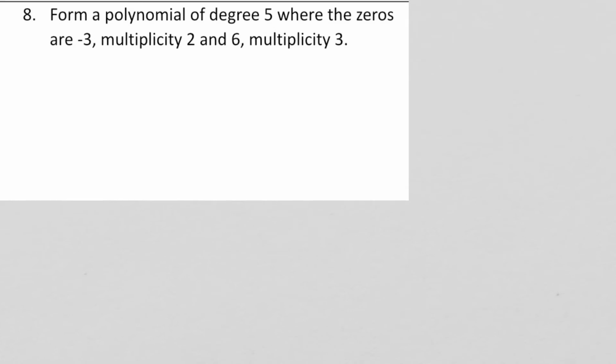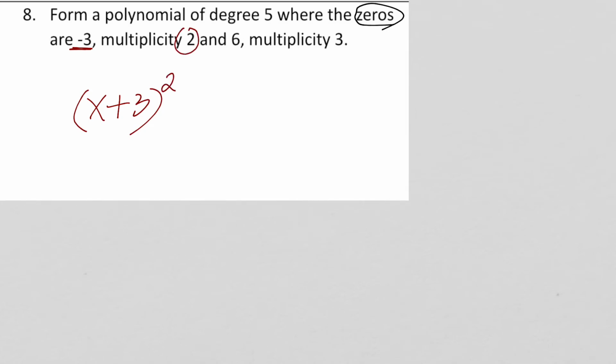All right, number 8. We're forming a polynomial. So I'm going backwards of degree 5. Where the zeros are, so the zeros, we got a 0 to be a -3, so that means backwards it must have been x plus 3. Its multiplicity is 2, so let's put a 2 there.